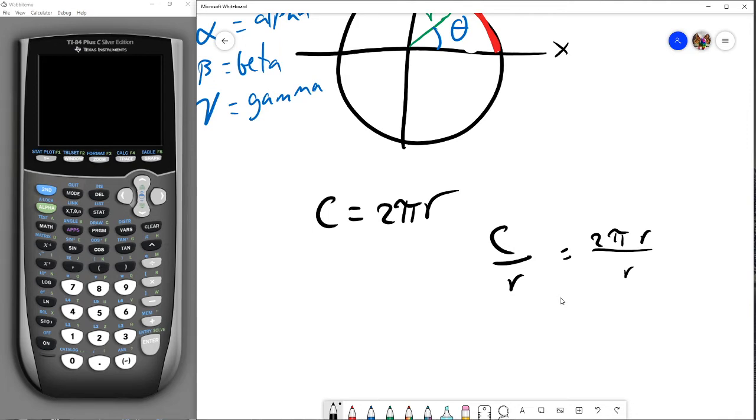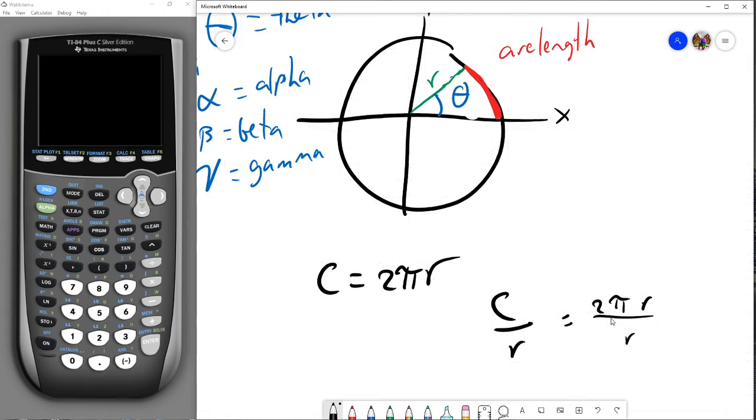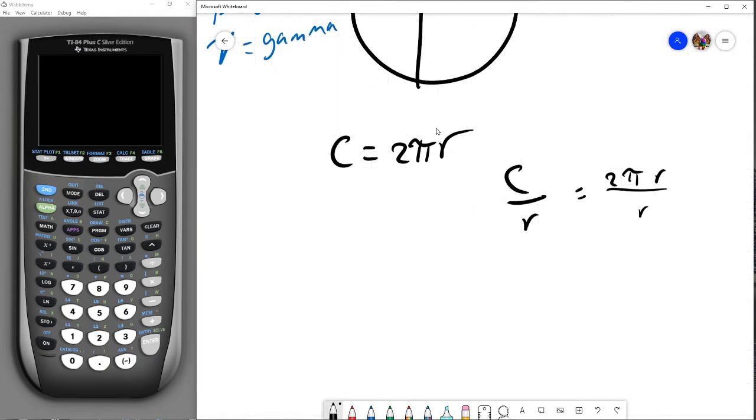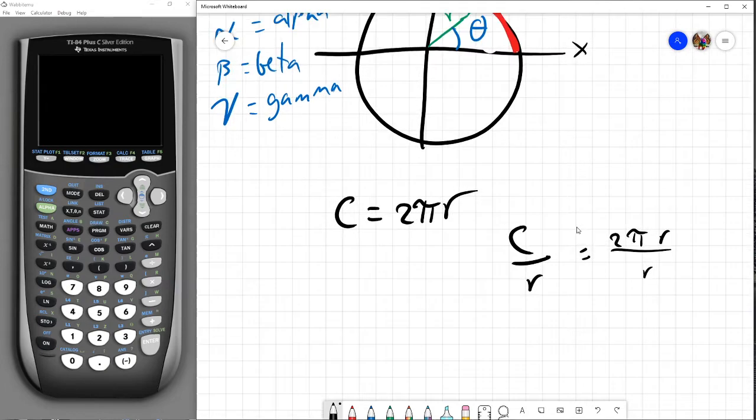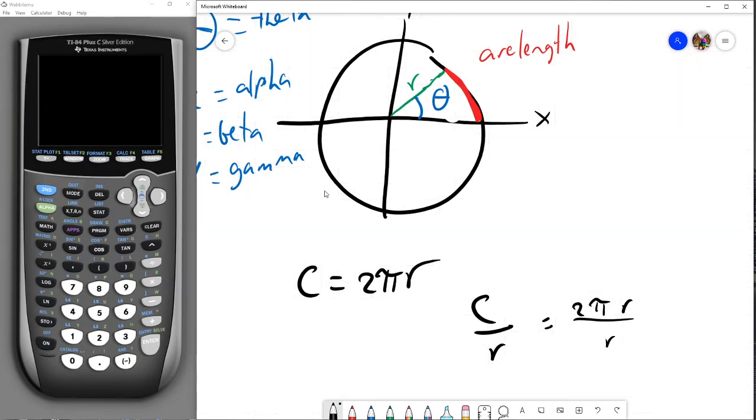Now, the claim's going to be this. For any angle, we can get a unitless quantity, kind of like what we did here with this 2 pi. And it won't matter what the radius is, because we can see how the r's are going to be canceled out in the end, as we have here. So in this case here, we're assuming that we're going around the circle one time. If we go around the circle one time, we know that the circumference is 2 pi r.